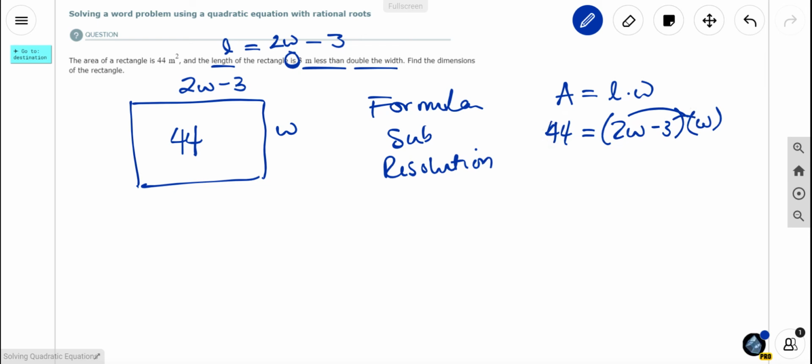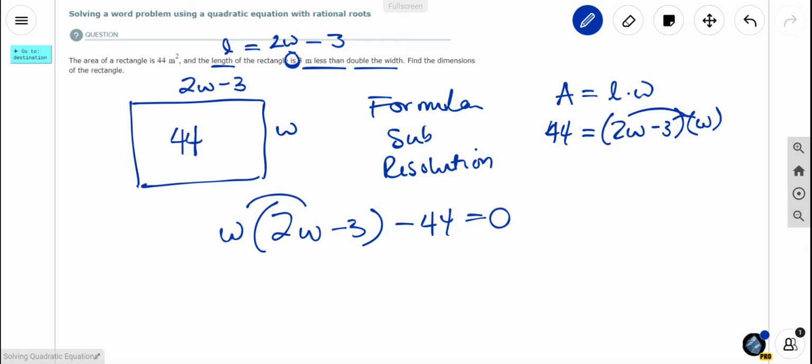See, we can't set it equal to 0 yet. I mean, we could move it over. I will do that, in fact, because I bet a lot of you guys will want to do that. I'm going to switch it around. I'm going to put the W in front. See, W times 2W minus 3 minus 44 equals 0. So I set it equal to 0, but this isn't nice to work with. We need to get it in quadratic form. So 2W squared minus 3W minus 44 equals 0. Now we have a quadratic.